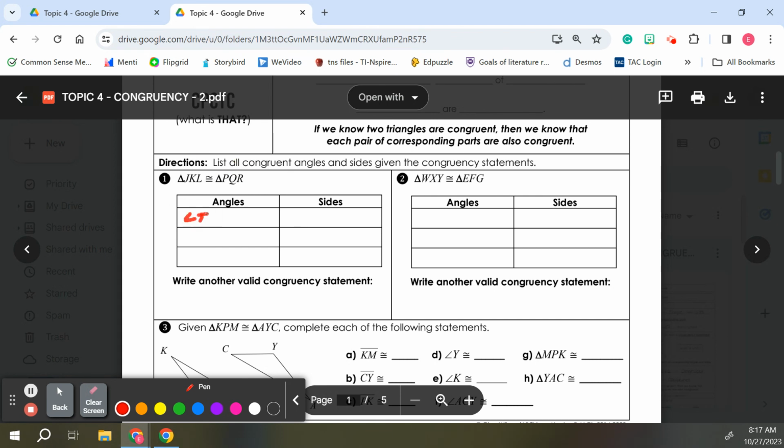Angle J is going to be congruent, sorry, it looks like a T, is going to be congruent to angle P. Angle K is going to be congruent with angle Q. Angle L is going to be congruent with angle R.